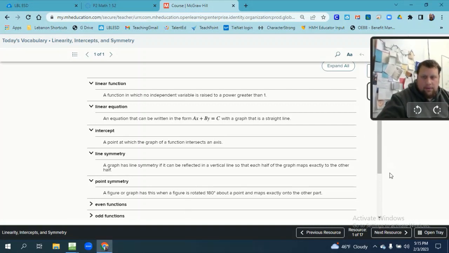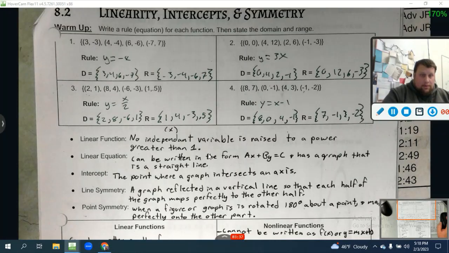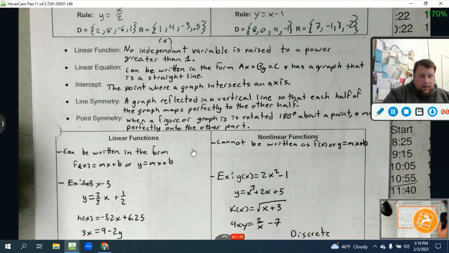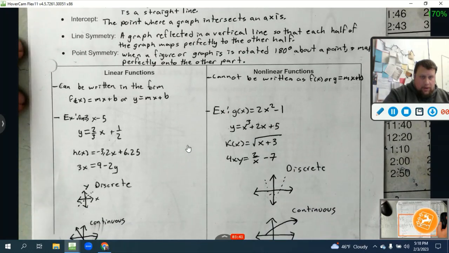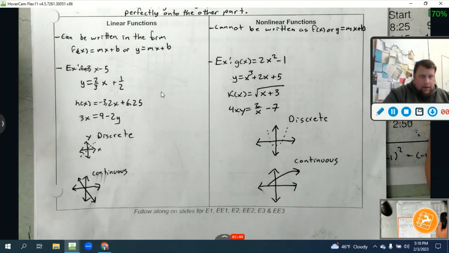Ready, set, go. Let's look right here, guys. I'm just going to scroll down here. The difference between linear and nonlinear. Okay, we see linear functions can be written in the form of f of x equals mx plus b or y equals mx plus b. Nonlinear functions cannot.